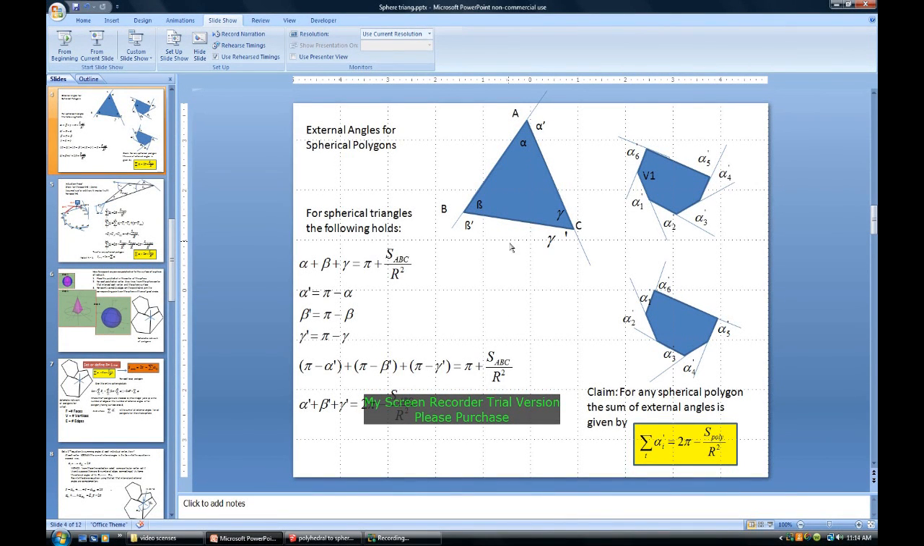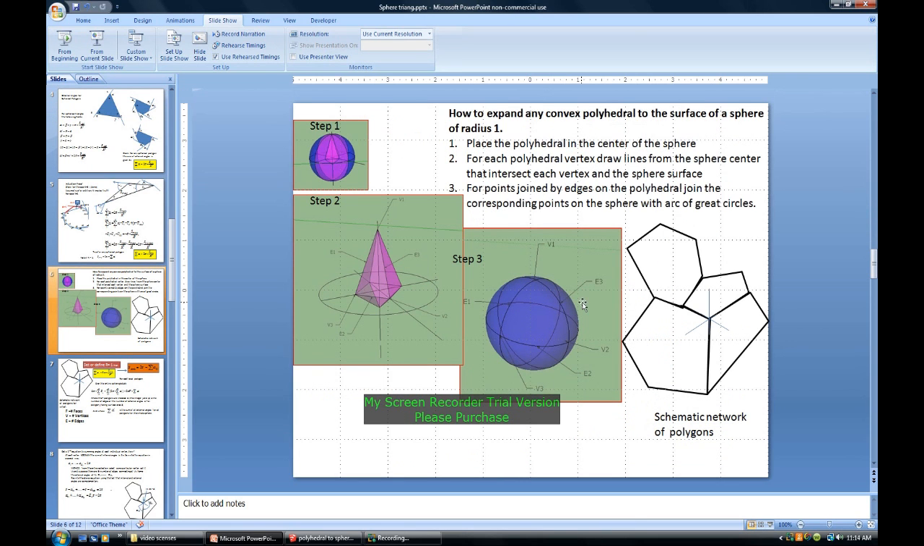How to move from polygons on the surface of a sphere to polyhedrals, or polyhedrals to polygons on the surface of a sphere. So the basic process is to expand any convex polyhedra to the surface of a sphere of radius 1, say. You can just define the radius to be 1. Place the polyhedra in the center of the sphere. For each polyhedral vertex, draw a line from the center of the sphere that intersects the vertex and the surface of the sphere.